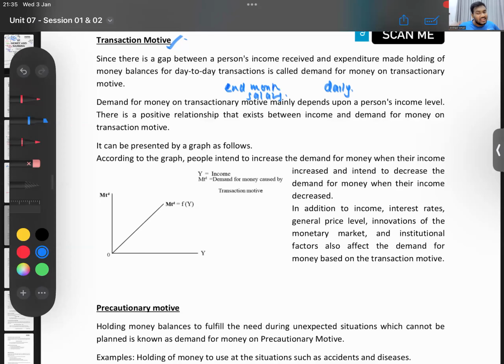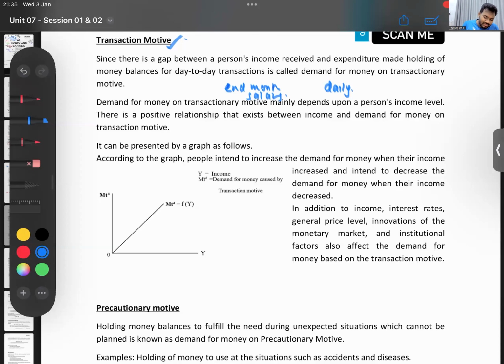Expenses are happening daily. So that means you have to keep some money with you daily, right? From your income. Let's say at the end of the month, if you got 100,000, you have to keep some money with you daily. Why? Everyday expenses.